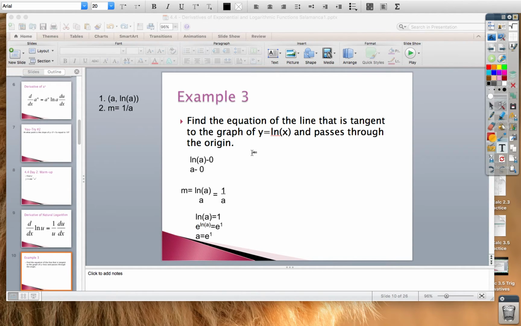So we have one minus ln of a. Actually, let's start with point slope formula. y minus y sub 1 equals m times x minus x sub 1, equal to 1 minus ln of a equals 1 divided by e times x minus e. And I'm going to go ahead and replace this a already just to save us some time.